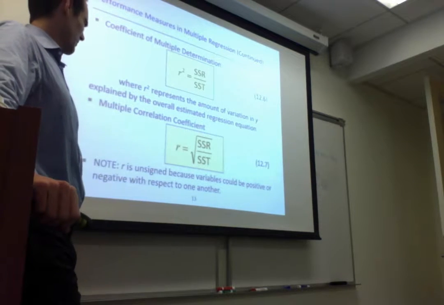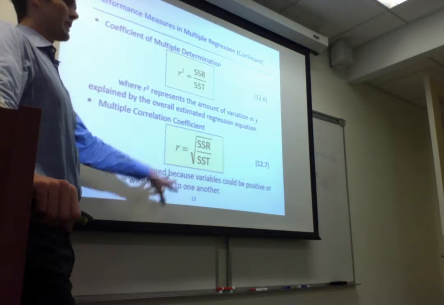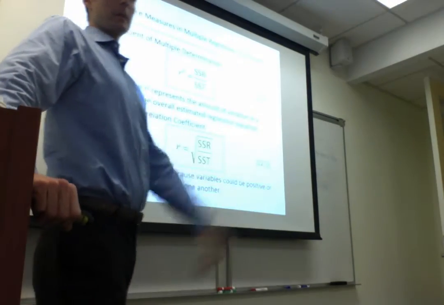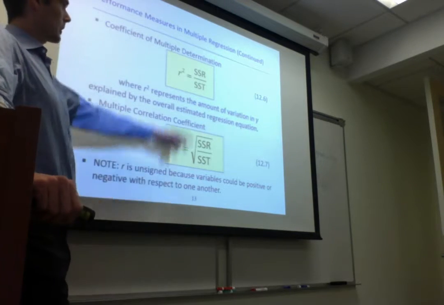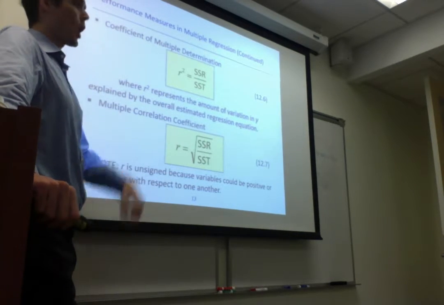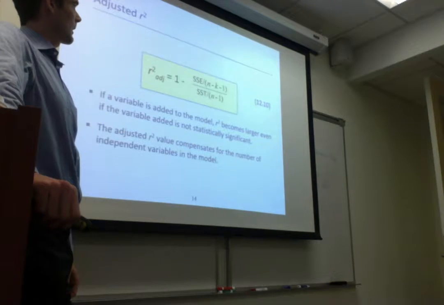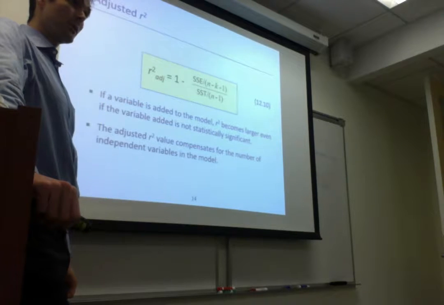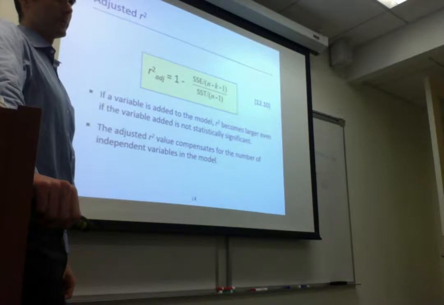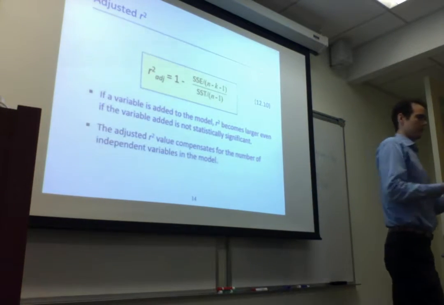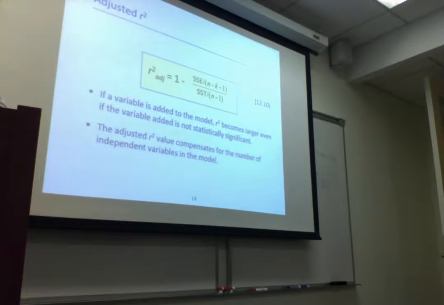We don't get so concerned with that in multiple regression because we do have multiple independent variables. Some could be positive, some could be negative. Essentially, r squared is the same as last week. R is also the same as last week. We're going to introduce a new term, which is called adjusted r squared. This is a way of quantifying how we add additional variables into our equation.